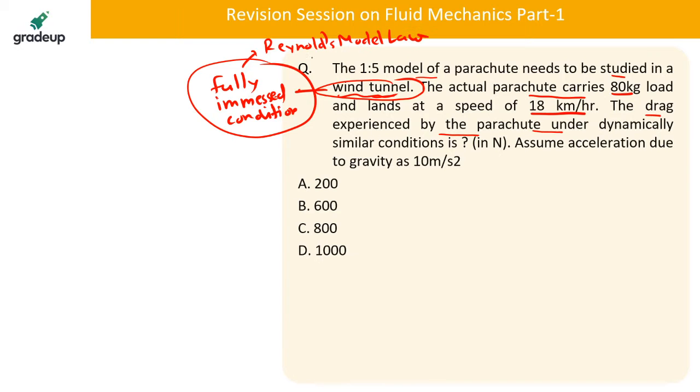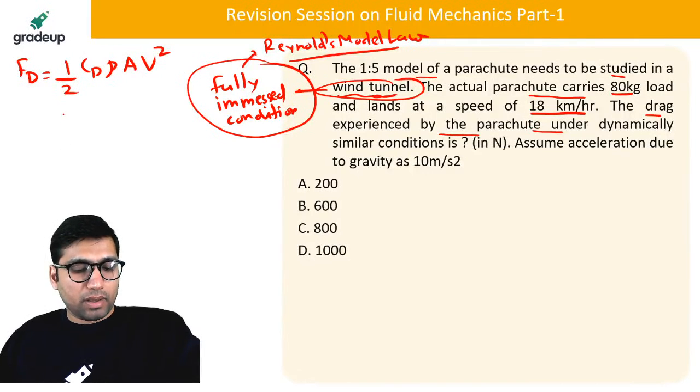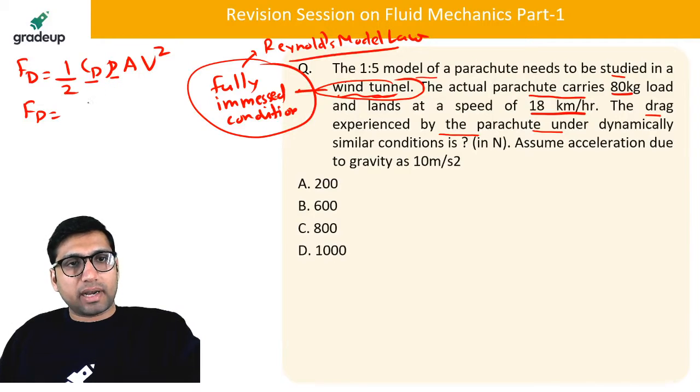And in Reynolds model law, you cannot apply the force relation directly. So here you have to use the formula of drag force. It is equal to half of CD into rho into A into V square. This is a constant, so it will be proportional to L square into V square. So drag force in the prototype will be equal to this, and drag force in the model will be equal to this.